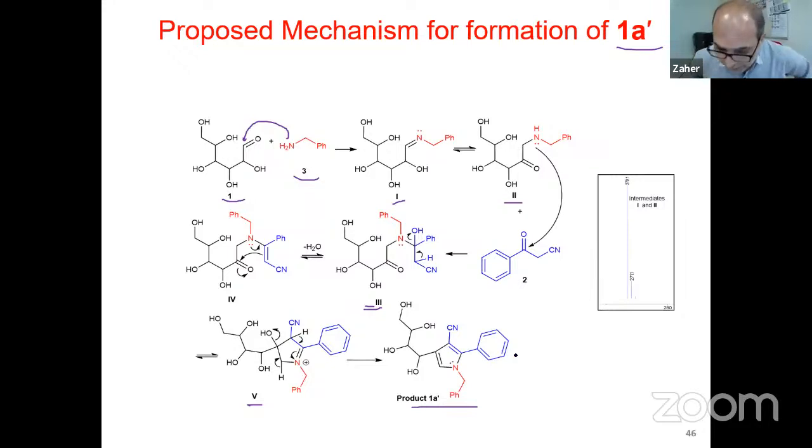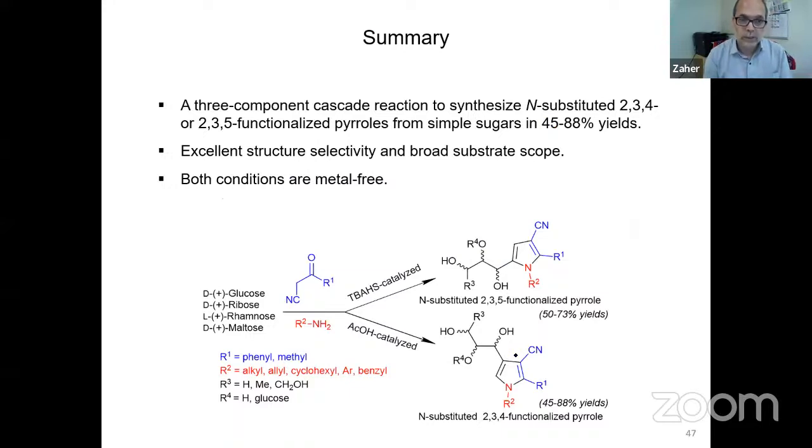So this is the mechanism that we have obtained here, and the idea for this mechanism is supported by mass spectroscopy. All right, to summarize this section, what we did is the following. We took different types of carbohydrate in the presence of nitriles, in the presence of amines. This could be alkylamine, or it could be an arylamine. And by using 2 different sequences, we are able to obtain 2, 3, and 5 substituted pyrrole, or 2, 3, and 4 substituted pyrrole in good to excellent yields. This is what we have achieved in this section.